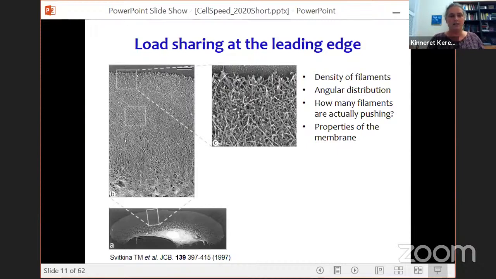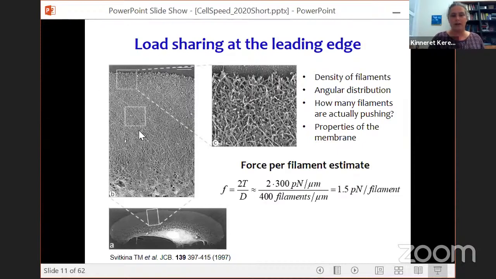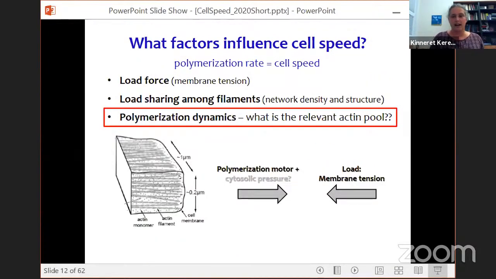Also, when you're pushing against something floppy like the membrane, the load sharing depends on the properties of the membrane. But roughly, we can get an estimate of the force per filament by taking the force per unit length, which we get from the measurements of the membrane tension, and the density of the filaments per unit length. And we see that the force is about a piconewton per filament. Okay, so we have a pretty good idea of the load force per filament at the leading edge.